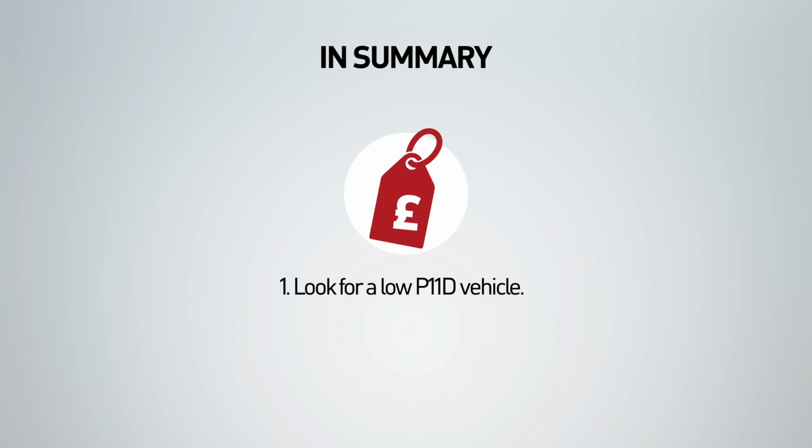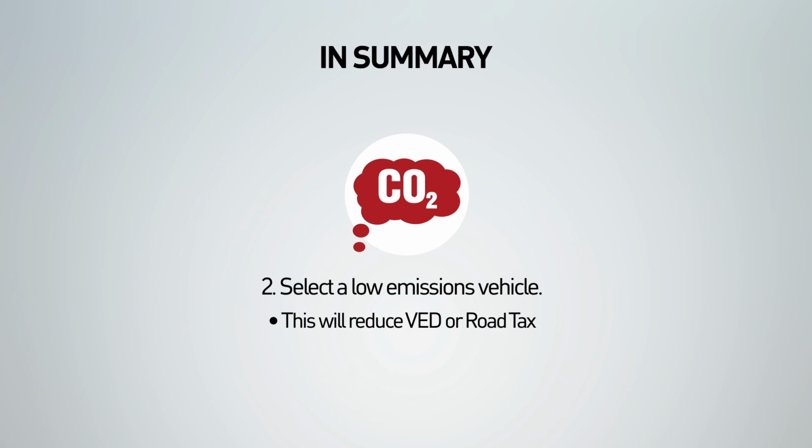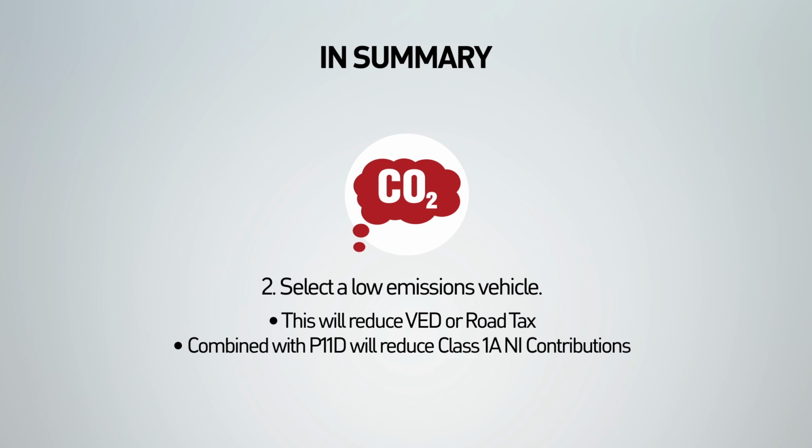To summarise, fleet managers can reduce the whole life cost of running their fleet by following several key steps. Firstly, fleet managers should look for vehicles with a low P11D value, as this is the basis for the whole life cost calculation. Secondly, fleet managers should ensure they select a low emissions vehicle, as CO2 values are used to determine the taxation elements of your whole life cost. Choosing a low emissions vehicle will reduce the VED or road fund license you are liable to pay. A low CO2 figure will also be combined with the P11D figure to calculate the national insurance contributions due, meaning achieving a reduction in both P11D value and CO2 emissions is very beneficial.